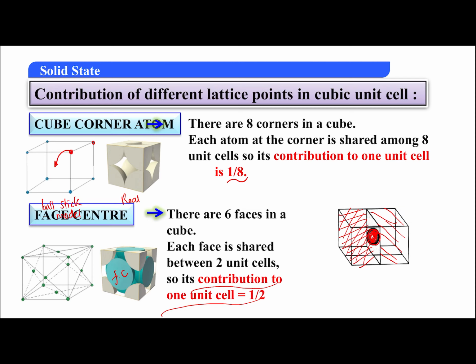Remember, any cube is made up of 8 face centers. If you see, this is for behind, this is for front. Not 8, sorry, 6 face centers. Mistake from my side. 6 face centers, and each face center has a contribution of half. How many corners are there? There are 8 corners, and each corner, what is the contribution? 1/8. So, corner contribution is 1/8, face contribution is half.